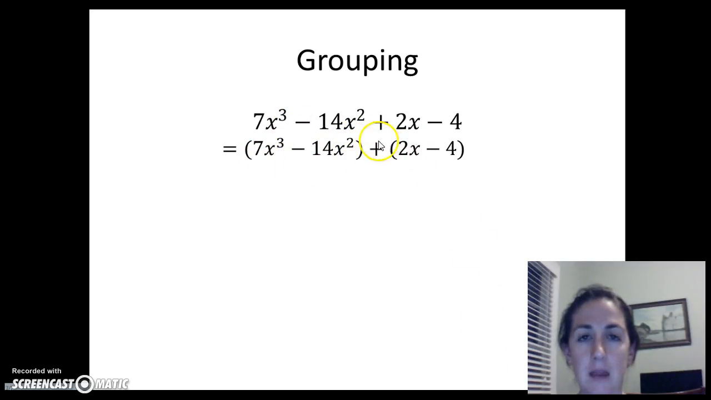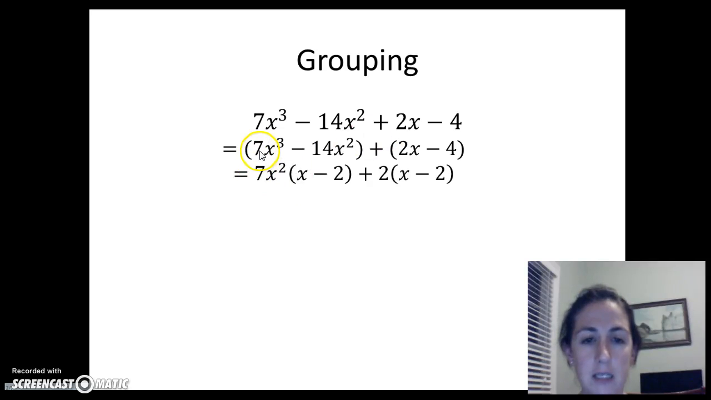Always make sure that in the middle you have a plus. If this was a minus, then what you would do would be add a negative, and you would carry the negative with this term in this group. Now you're going to look at each group individually, 7x cubed minus 14x squared, and factor out the greatest common factor. Then we'll do 2x minus 4 and factor out the greatest common factor.